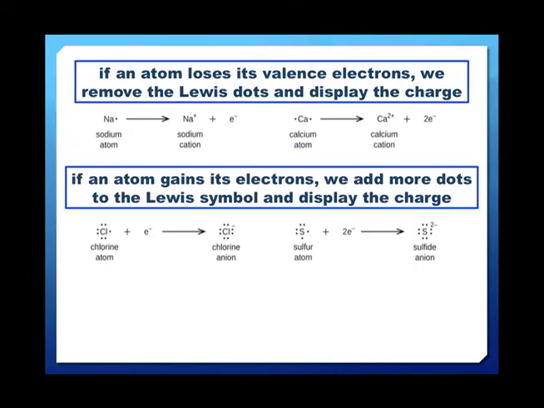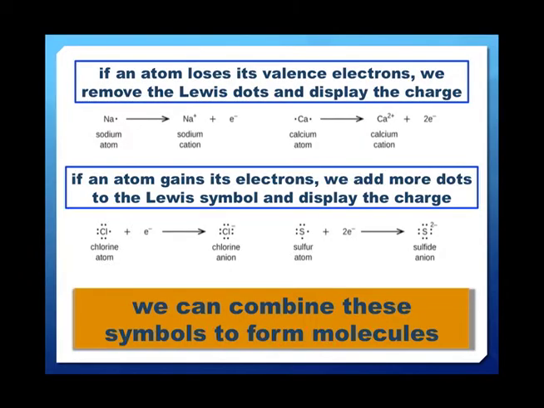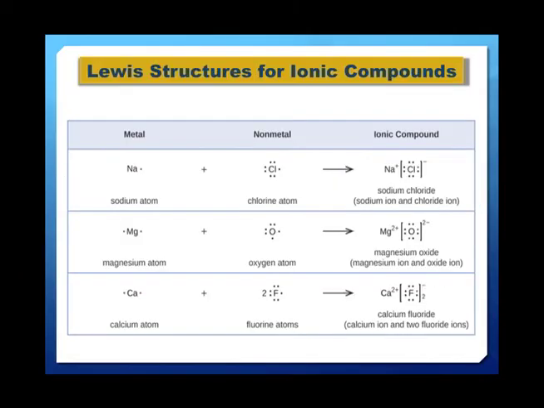If we want to draw Lewis symbols for cations and anions, it's really no different. For a cation, we simply remove a particular number of dots and display the corresponding charge. For anions, we add dots and display the charge. These individual Lewis symbols are what we combine in order to show a Lewis dot structure for a compound. If that compound is ionic, we simply place the Lewis structures of the ions next to one another.